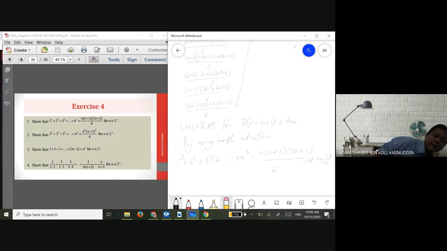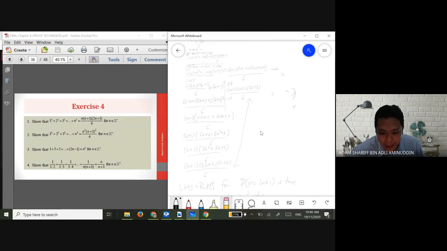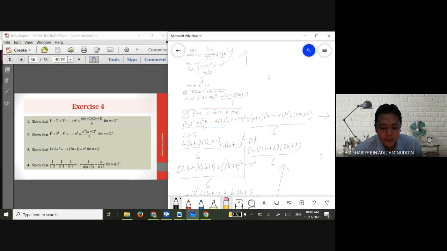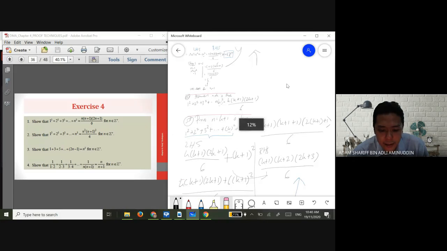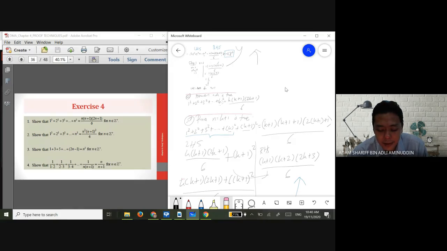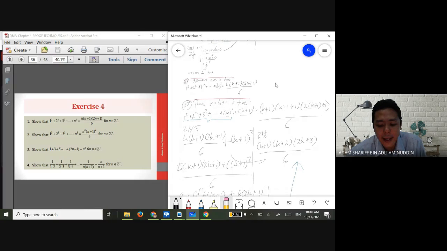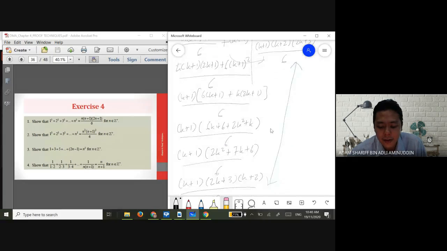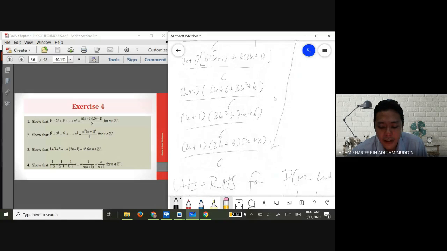Okay, try to retrace my steps. Step 1, show the first base case is correct. Step 2, assume it is correct for n equals k. And by using step 2, you show that the left hand side equals the right hand side for the case of n equals k plus 1.